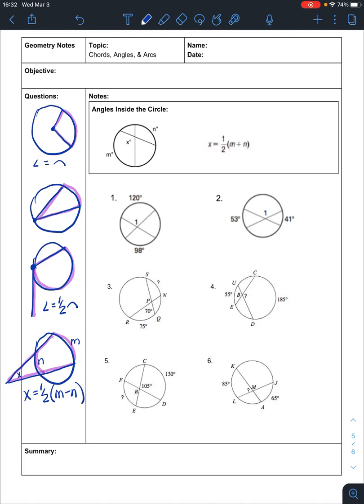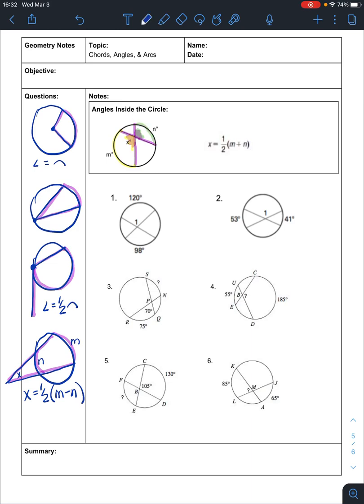So we're going to add the 4th situation. Now, on this one, notice that I have these chords that cross inside, and they form this angle right here. Well, what I know is that this angle is the exact same size because those are vertical angles. Now, notice that on this side that has the X, this side intercepts M. Then on the other side, the same angle intercepts N.